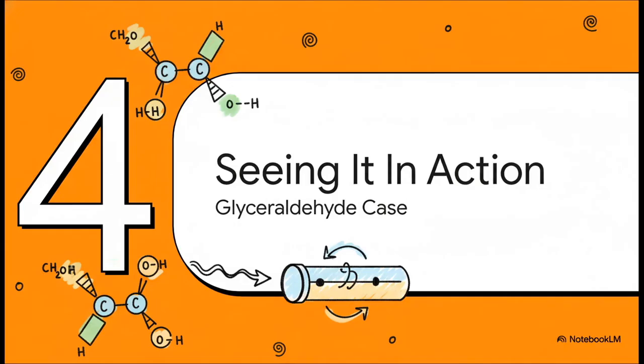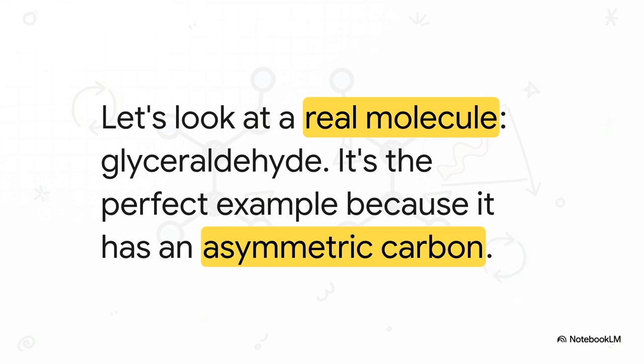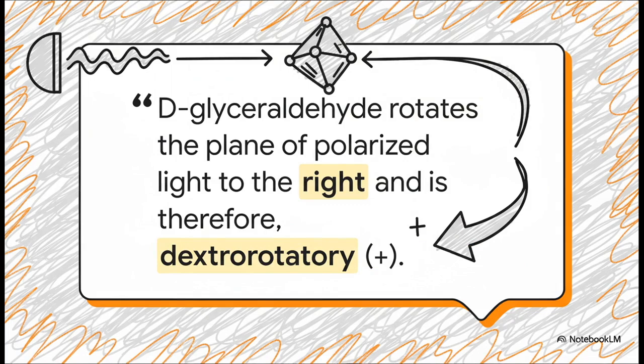All right, theory is one thing, but let's see this stuff in the real world. For our last section, we're going to look at a classic example that you'll find in biochemistry, a molecule called glyceraldehyde. So, meet glyceraldehyde. It's a pretty simple sugar, but it's the perfect poster child for this whole concept because, you guessed it, it has that all-important asymmetric carbon atom. And this is the aha moment right from our source material. When scientists actually put the D version of glyceraldehyde to the test, what did they find? It rotates polarized light to the right, just like the theory said it would. So D-glyceraldehyde is dextrorotatory. The name and the action, they line up perfectly.